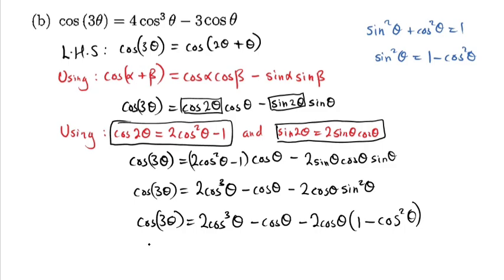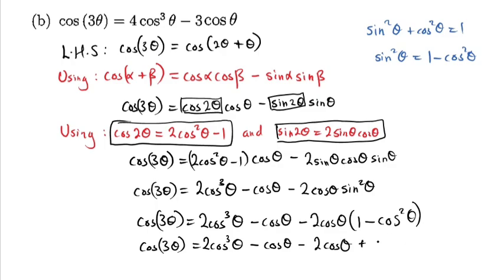So the next step will be to say cos 3 theta, that is, I have 2 cos cubed theta minus cos theta. So 2 cos times 1 is 2 cos theta. Negative 2 cos times negative will be a positive, like this. Then the cos and the cos will give us a positive cos cubed theta.